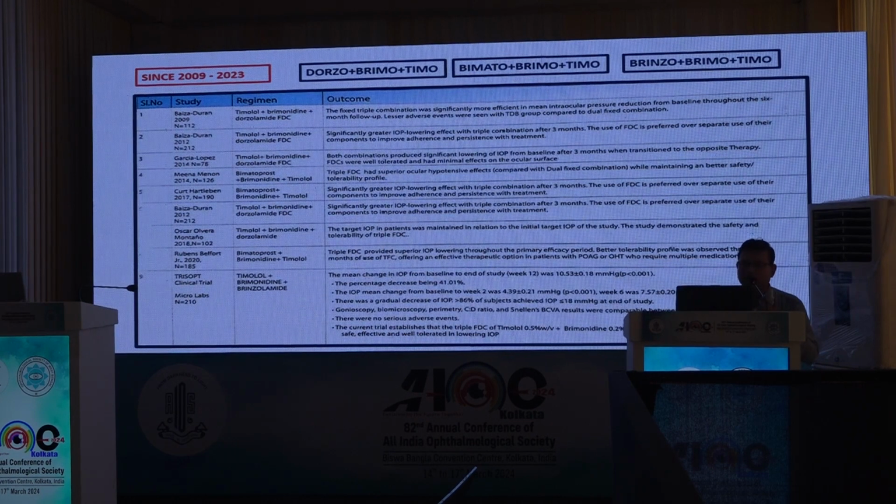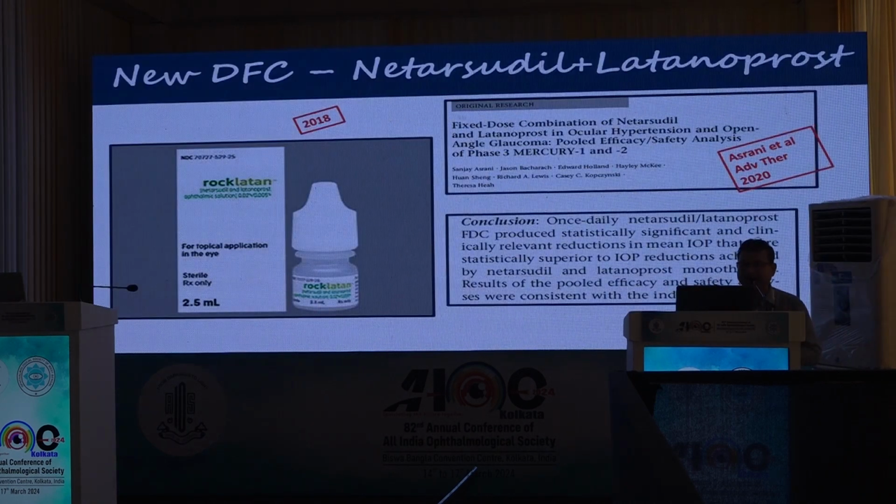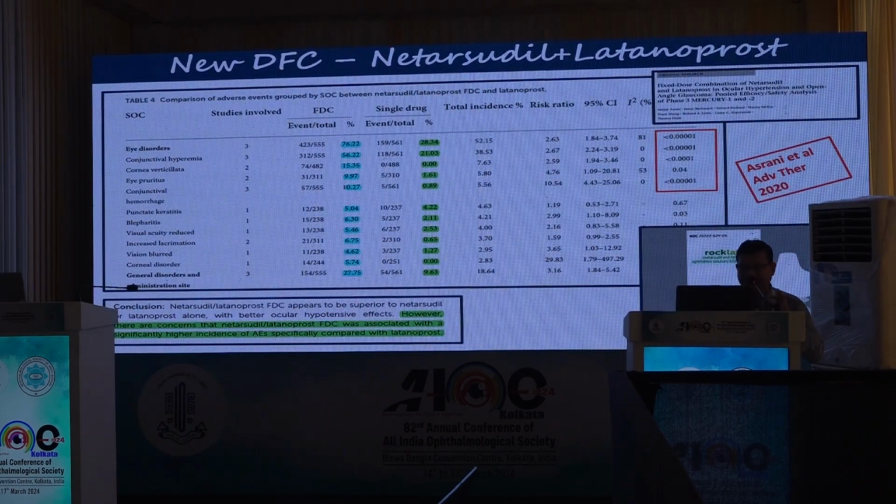So if you want to improve your compliance, reduce your cost, and all the other 8 points that are highlighted, you definitely need FDCs. Now, some of the newer FDCs are going to come. But if you look at this netarsudil latanoprost combination, it mentions that there are concerns that the netarsudil latanoprost FDC was associated with a significantly higher incidence of adverse events. So probably not all FDCs are good. There are some FDCs which are going to be bad. So you have to pick and choose.